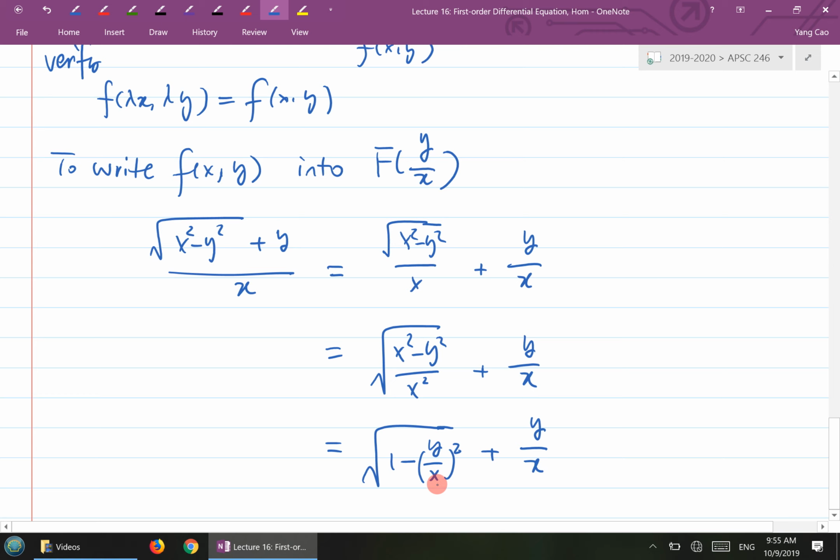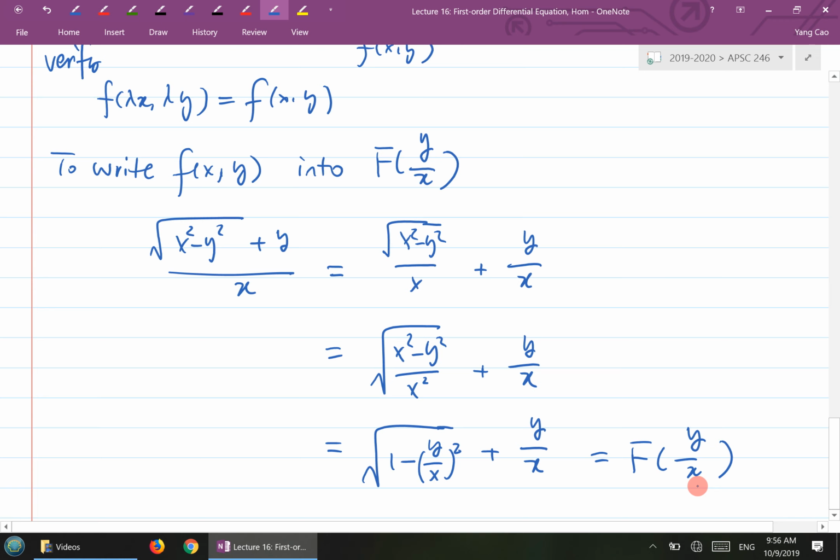So now your function f, instead of just a general function of x and y, everything here is y over x now, except the constant that you don't have to worry about. So this is a function of y over x now. That's how you can manipulate the original small f function into a capital F function of y over x.